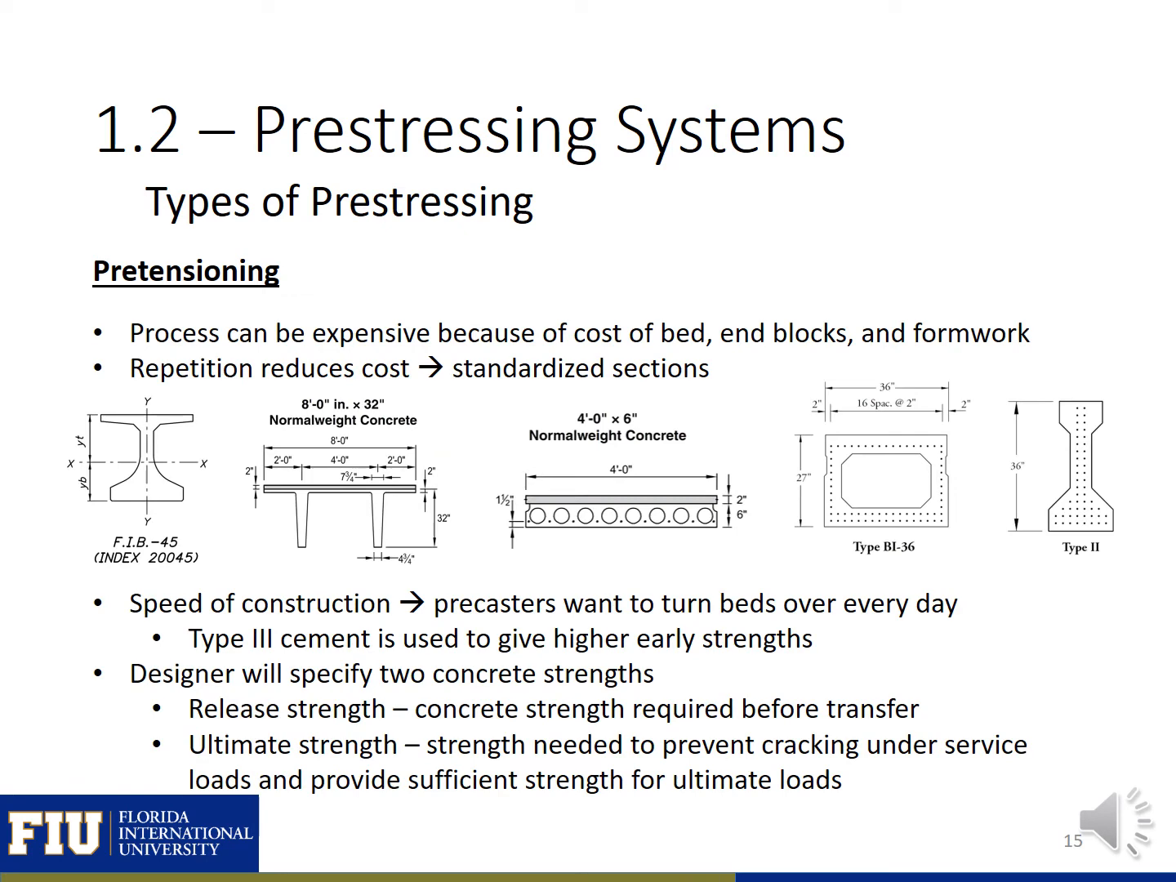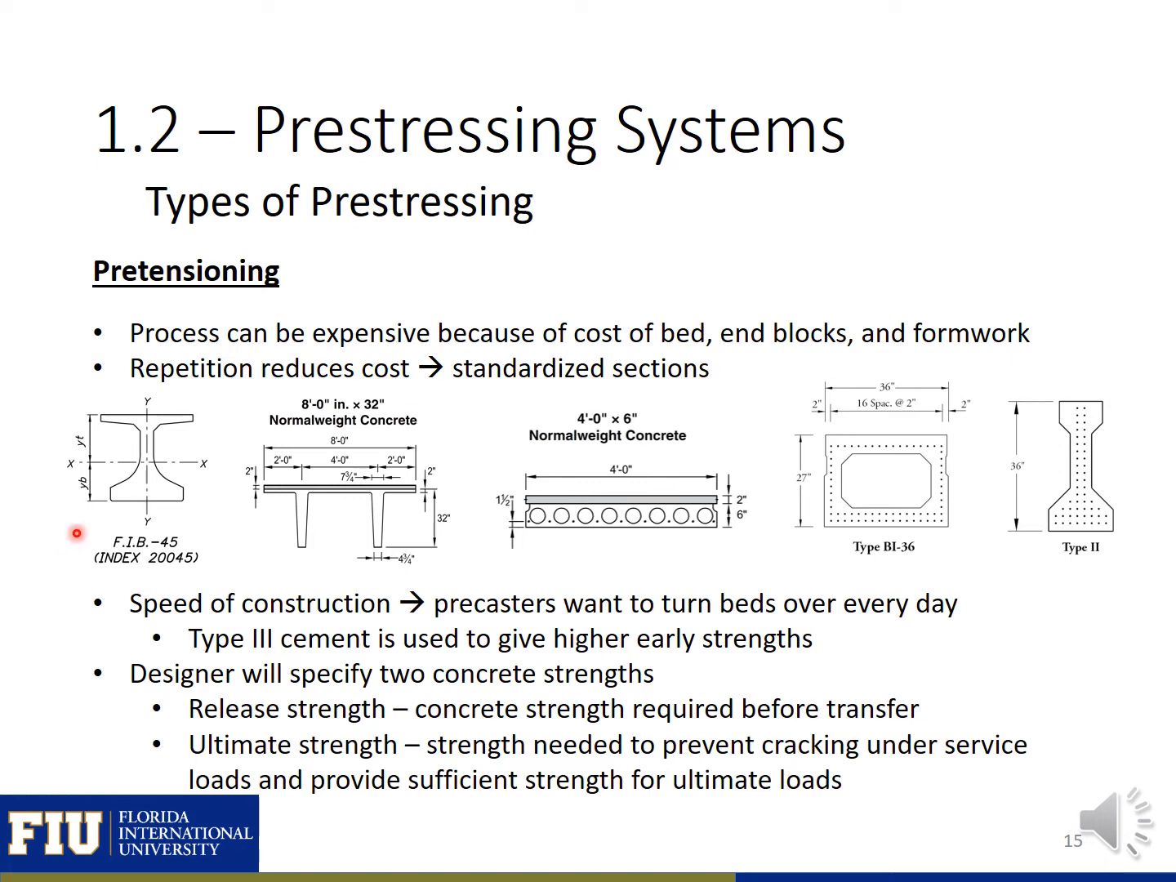The pretensioning process can be expensive because of the cost of the bed, the cost of the end blocks, and the cost of the formwork, which is typically steel. So in pretensioning, repetition can reduce costs. So this has led to many standardized sections. So there are standardized sections dependent on application and also dependent on region. So for bridge applications, many of the standardized sections are dependent on the state.